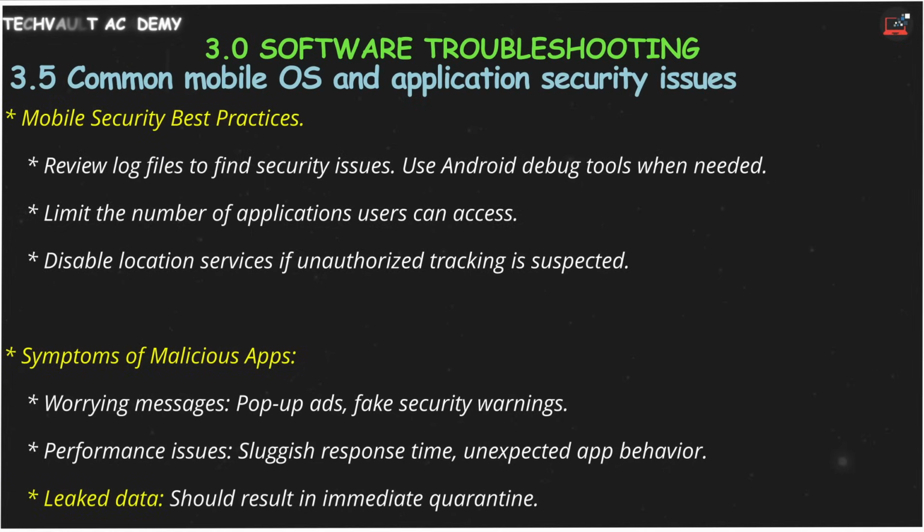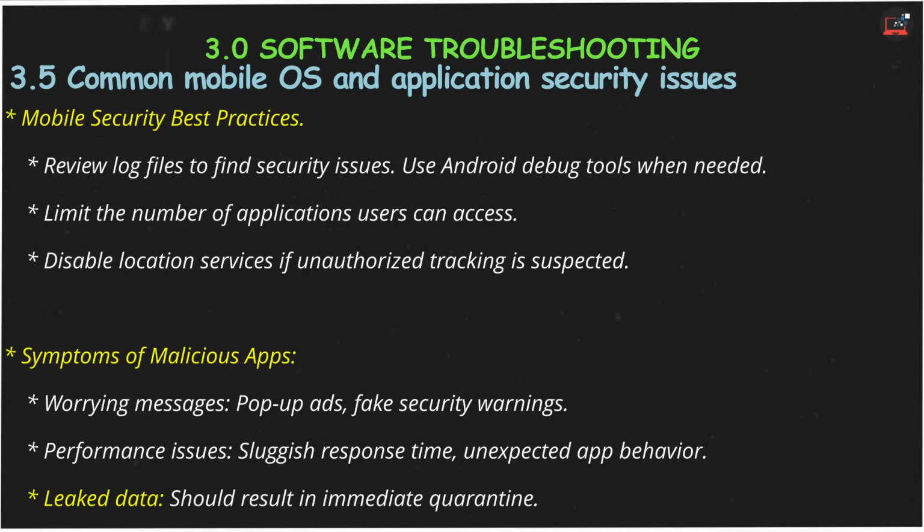Mobile security best practices. Review log files to find security issues. Use Android debug tools when needed. Limit the number of applications users can access. Disable location services if unauthorized tracking is suspected.